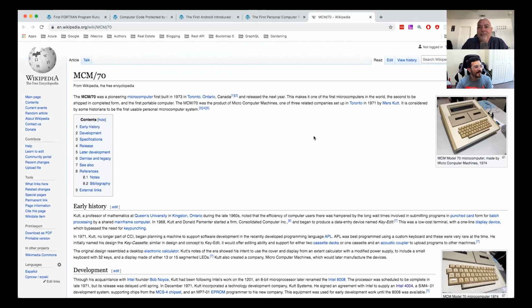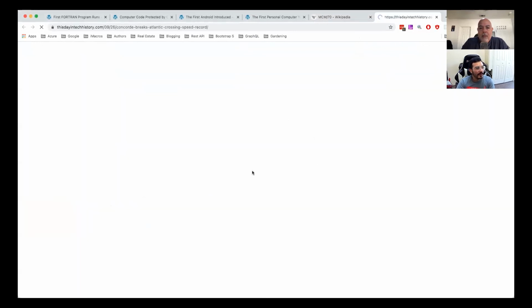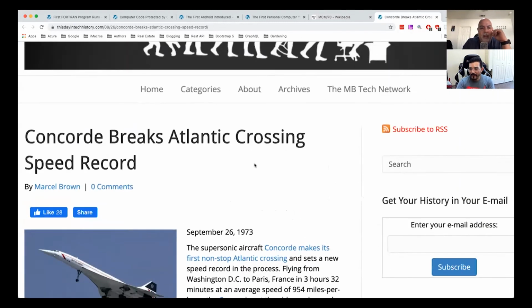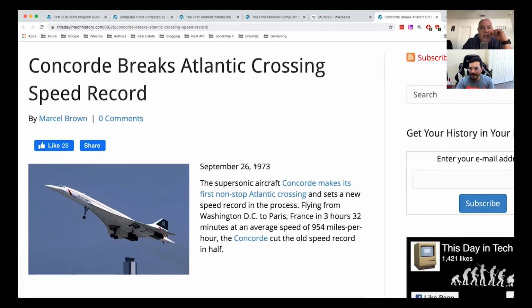Cool. Next up, we have the Concorde breaks Atlantic crossing speed record. What is that? The Concorde? Yeah, the Concorde supersonic jet. Washington, D.C. to Paris, France in 3 hours and 32 minutes. Whoa. Average speed of 954 miles per hour. That's faster than the speed of sound. That's fast.